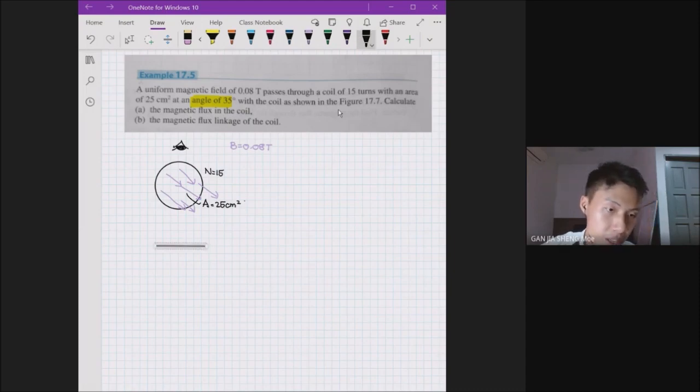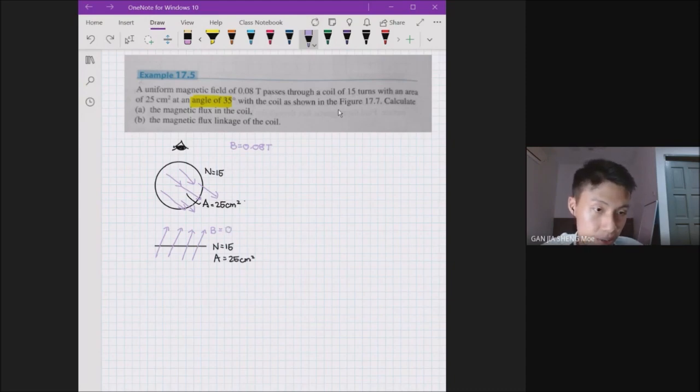So this is my plane, circular loop. Then it's N equals 15, and it has an area of 25 cm squared. Technically, they don't tell you whether the area is a squarish area, a rectangleish area, or a circular area. But I don't think it's a big problem to assume a shape. And you have a magnetic field passing through at an angle of 35 degrees. So this is your uniform magnetic field, and it's passing through this area over here with B of 0.08 Tesla, at 35 degrees.